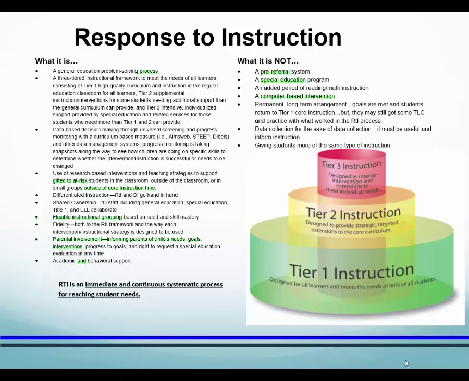In the school setting, the response to instruction process helps identify at-risk readers and develop interventions to match individual student needs. Tier 1 is designed for all learners and meets the needs for 80% of all students. Tier 2 instruction is designed to provide strategic, targeted extensions to the core curriculum. Tier 3 instruction is designed as intense intervention and extensions to meet individual needs.